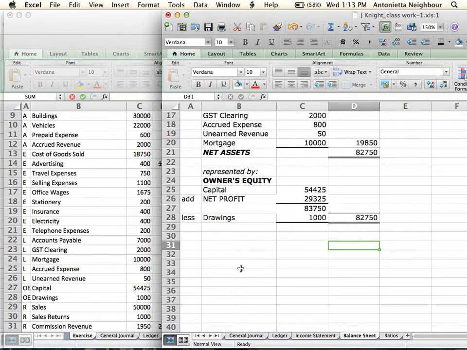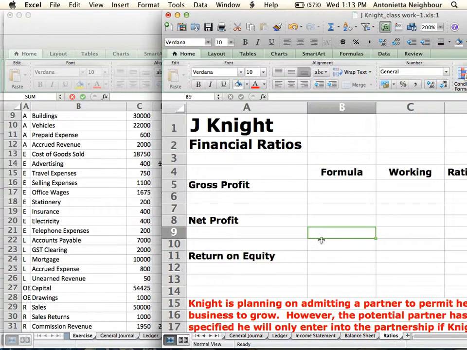Any questions about the balance sheet? Okay. Let's do the ratios then. Click in the ratios spreadsheet. Are we ready? Should I wait a little bit? Daniel, have you finished? Yeah. Okay, let's hop into ratios then.